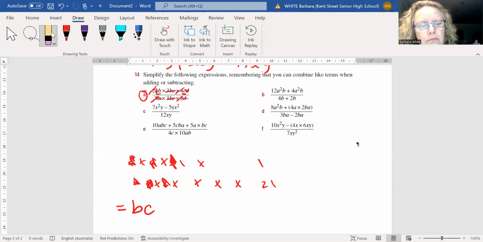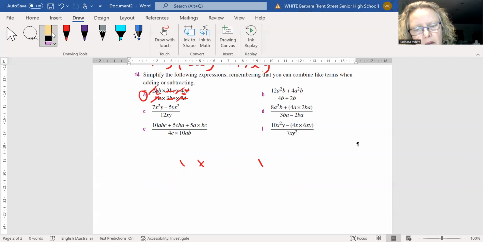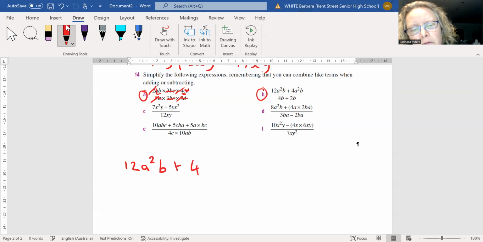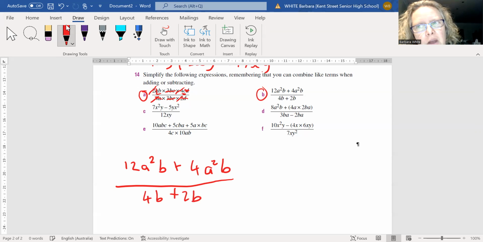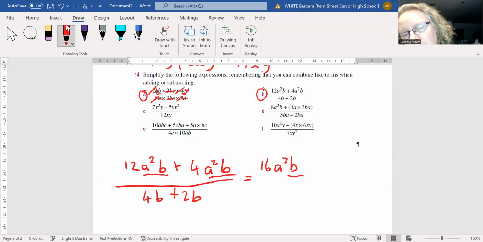I'll do one more. And then you can have a go on your own and ask me if you have any questions. 12A squared B plus 4A squared B over 4B plus 2B. So I think the first thing we need to do before we can divide is simplify by collecting like terms. 12A squared B, 4A squared B, those are like terms. So we end up with 12 plus 4 is 16A squared B. 4B plus 2B is 6B.